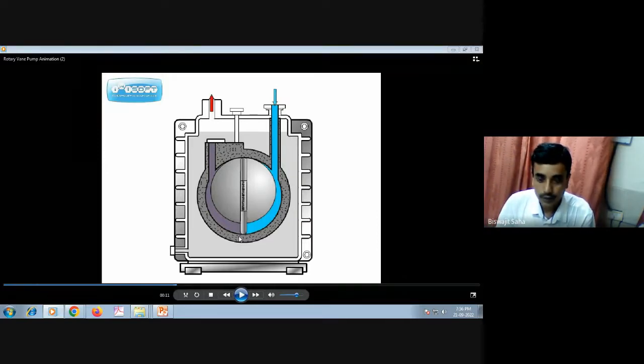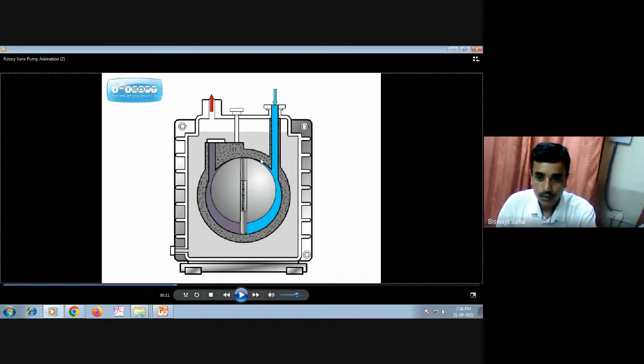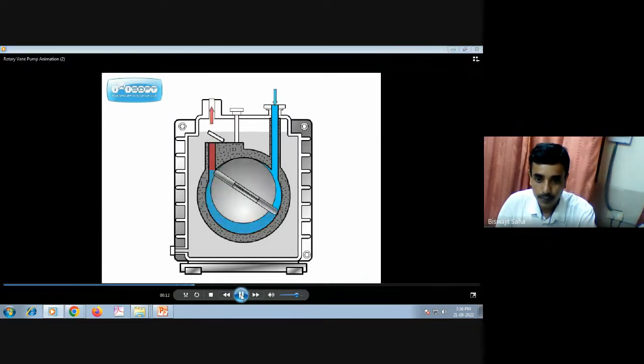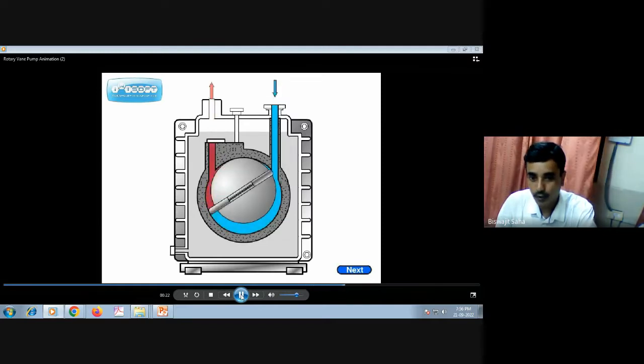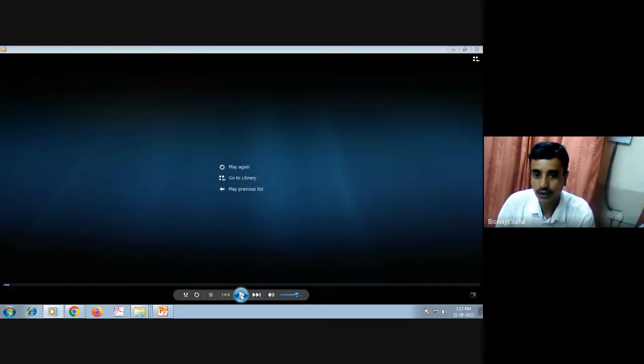In this video, you can see two parts. This is the vane, this vane, and this vane. And you can see one is the blue part, another is the red part. Through the blue part, the gas molecules are getting inserted inside the pump. And then in the red part, you can see the volume is contracted. As the volume contracts, this valve opens, and the red arrow indicates the gas is exhausted to the outside.